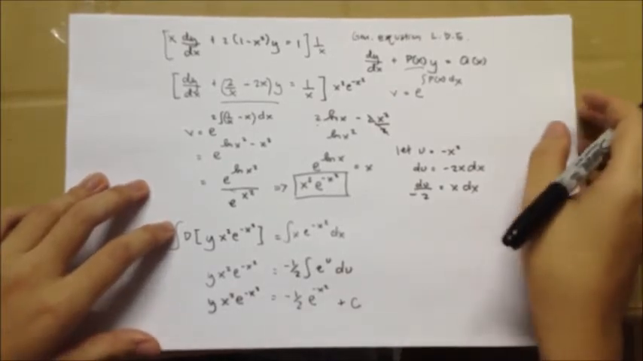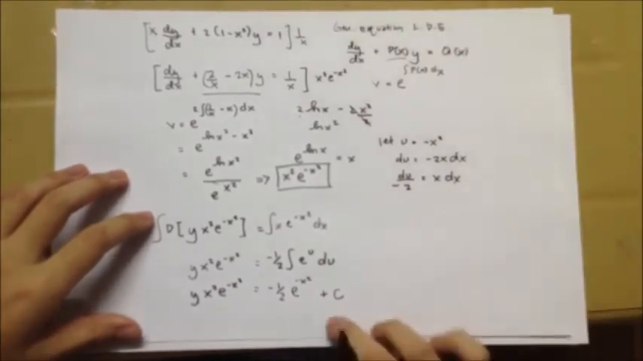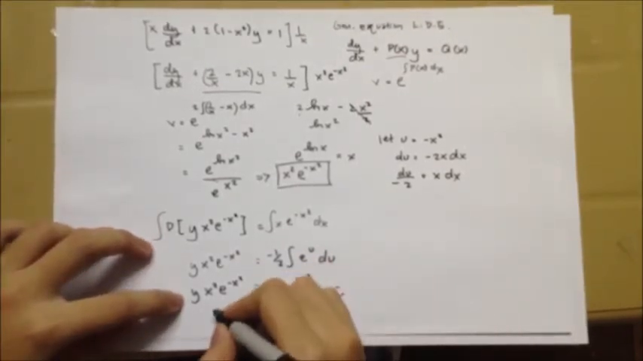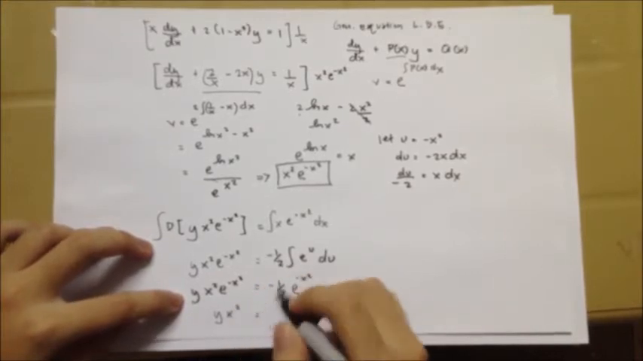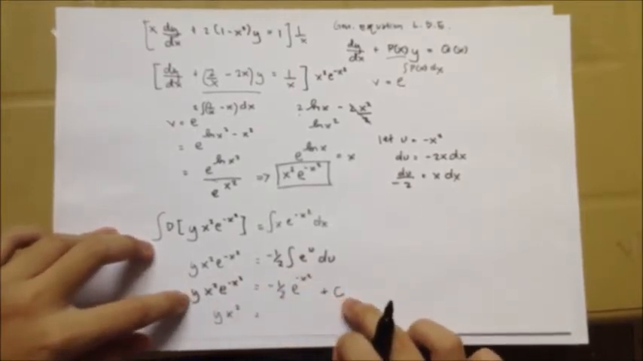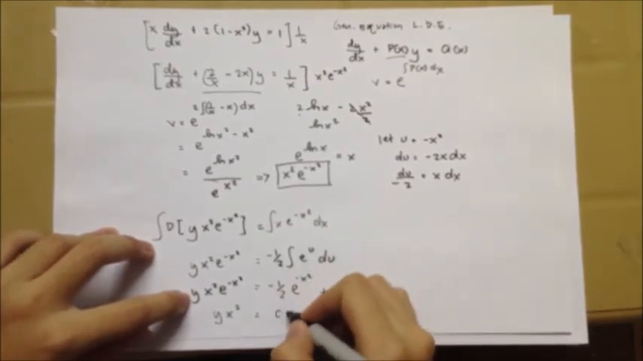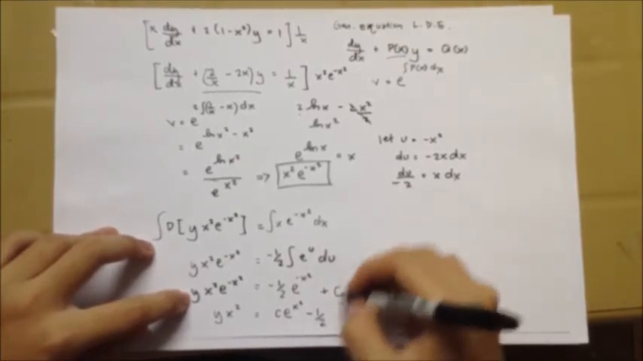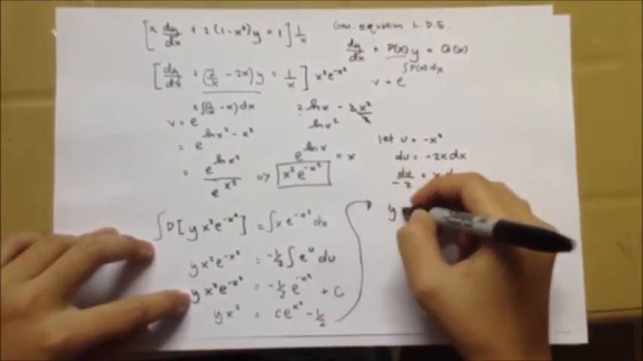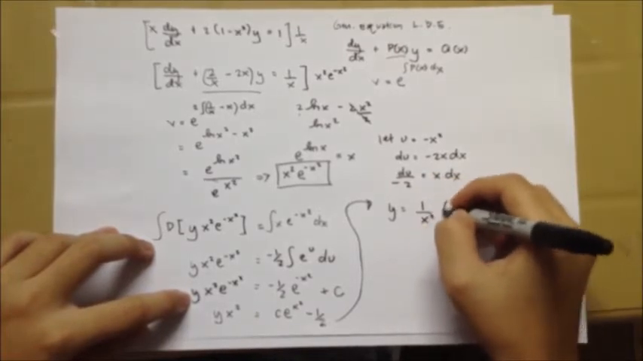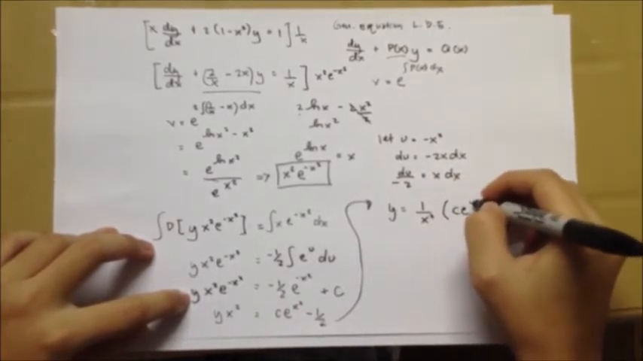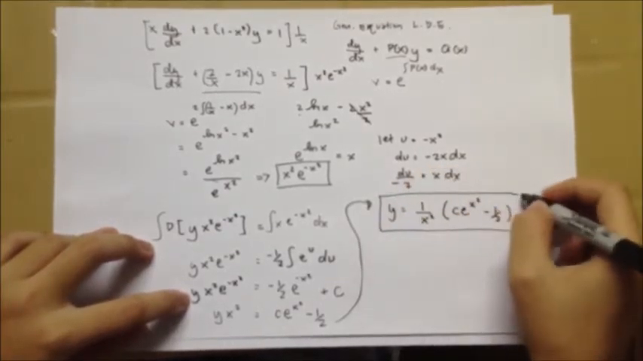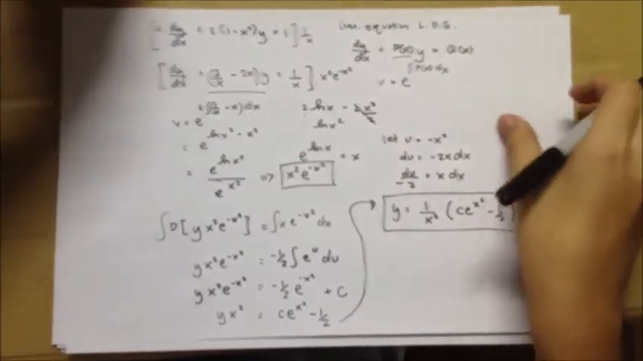Many of us just got everything mixed up and wrong because we forgot plus c. Now solving this equation in terms of y, I will have y times x squared is equal to, first I will multiply this by e raised to x squared. I will obtain c e raised to x squared minus 1/2. Now y here is just equal to 1 over x squared times c e raised to x squared minus 1/2, and this is our general solution for the given problem.